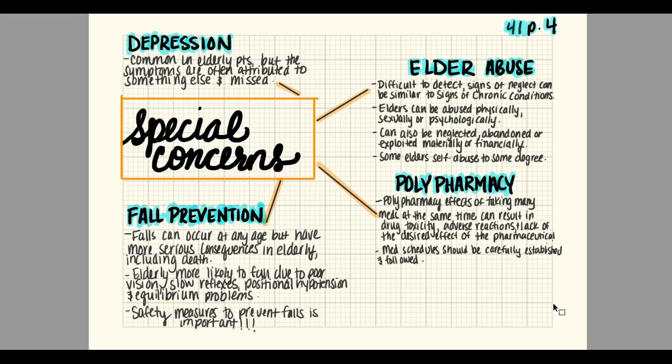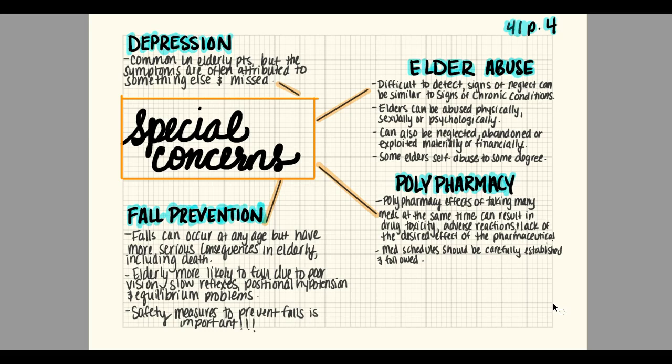Elder abuse is difficult to detect. The signs of neglect can be similar to signs of chronic conditions. It's not uncommon for elderly people to have bruises and things like that, and sometimes those are signs of chronic conditions, so it's easy for neglect to be missed sometimes. So it's important to, again, alert the provider if you suspect that an elderly patient has been abused or neglected, so that the provider can ask the appropriate questions.